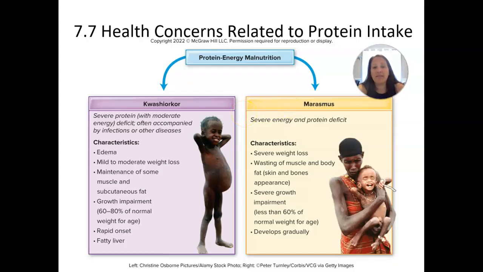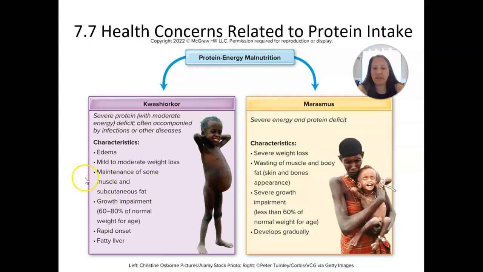Okay, health concerns related to protein intake. Okay, so this is protein energy malnutrition. So these are individuals that are not getting sufficient amounts of protein. Okay, we've got two different health concerns that can arise here. So we've got kwashiorkor and marasmus. Okay, both are a little bit difficult to pronounce. So here on the left, we have a child who again has kwashiorkor. This is a severe protein deficiency, often accompanied by infections and other diseases.